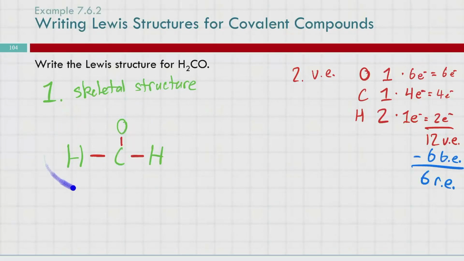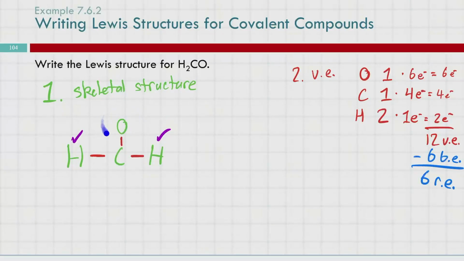Where can we put 6 more electrons? We're going to start from the outside, work our way in. Can we put more electrons on hydrogen? We cannot. It's got its one bond. It's got its duet. Let's go ahead and just mark it off. Hydrogen's happy. Don't mess with hydrogen.